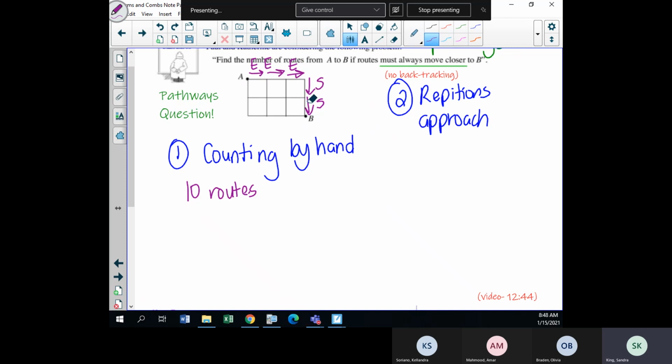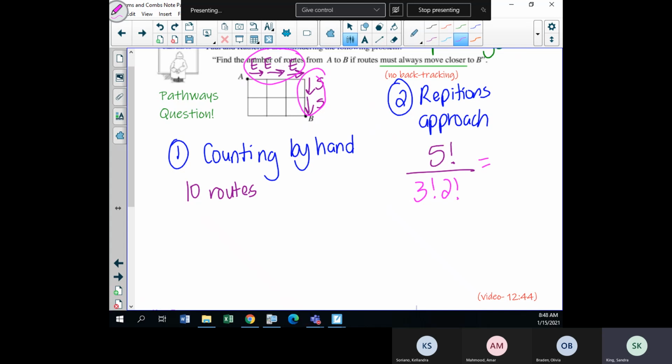So think about it like a word. There's 1, 2, 3, 4, 5 letters in this word. So 5 total movements divided by the repeating movements. So you're going east 3 times and you're going south twice.